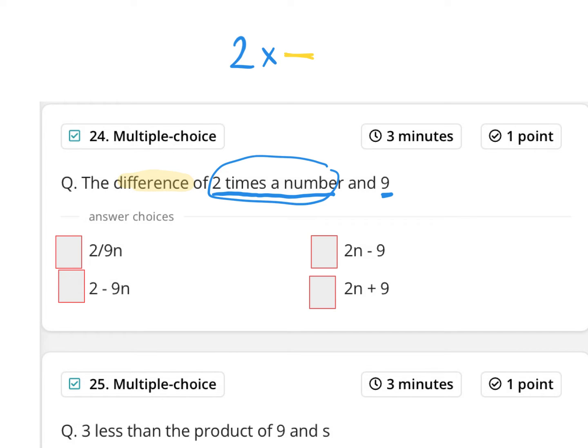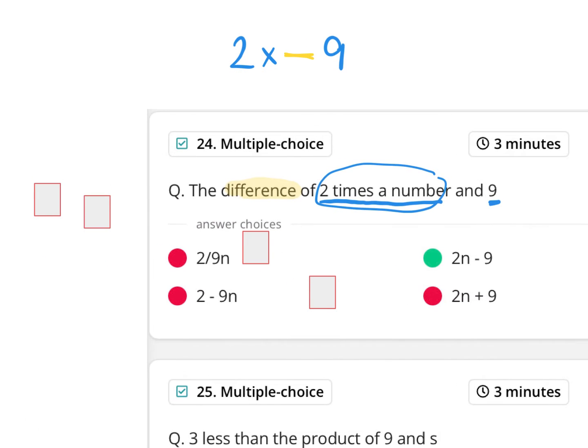Well, actually, in this case, they use n's, right? And then minus 9, right? So the minus and the 9, that's your answer right there, which is 2x minus 9. In this case, 2n minus 9. That's why this dot is green. The rest of them are red.